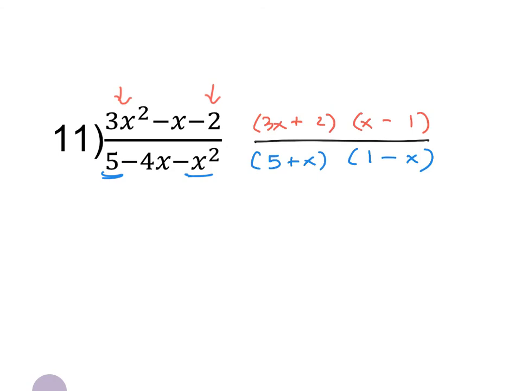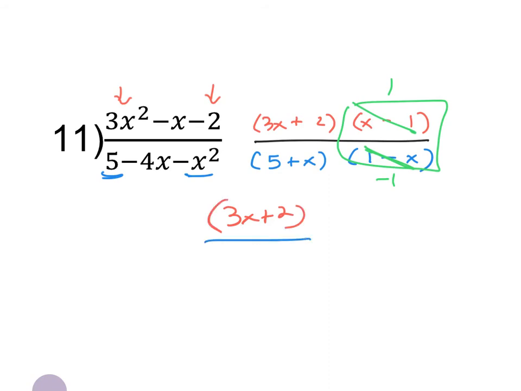Now that I've done that, now I'll look for things to simplify. So again, these two are what will simplify. This becomes a 1. This becomes a negative 1. So now I'm left with 3x plus 2 over 5 plus x. And then the negative 1 I can put out front.